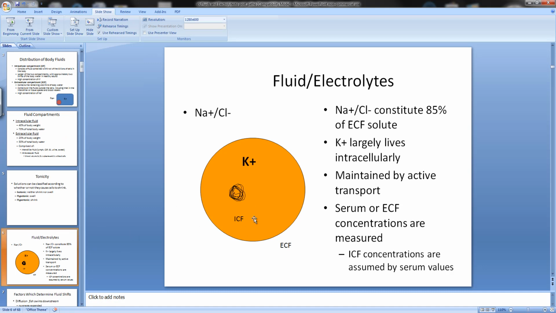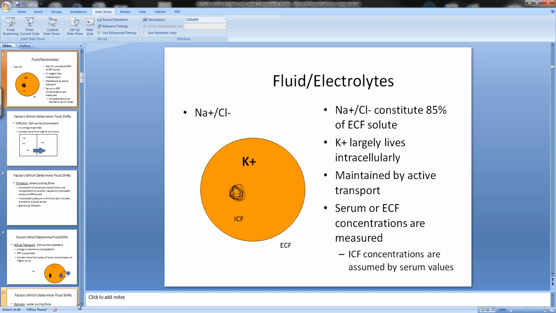Review here: largely sodium and chloride constitute 85% of the extracellular fluid space. Potassium lives largely intracellularly. It's maintained by a sodium-potassium channel, which is active transport requiring energy. And serum ECF concentrations are what we draw, blood from the ECF, to make assumptions about what's actually occurring intracellularly.